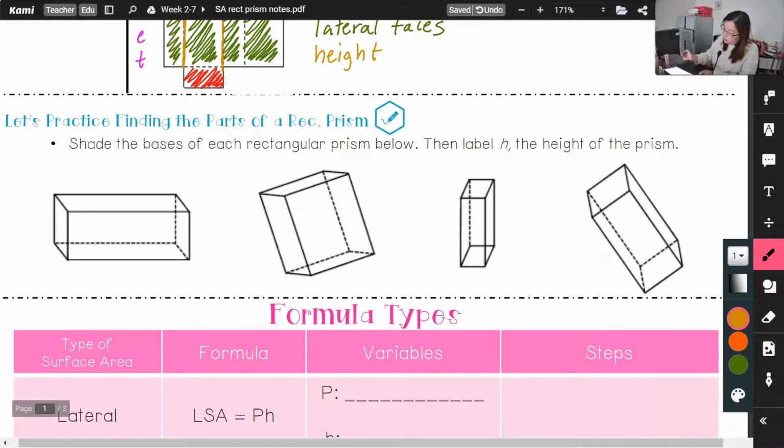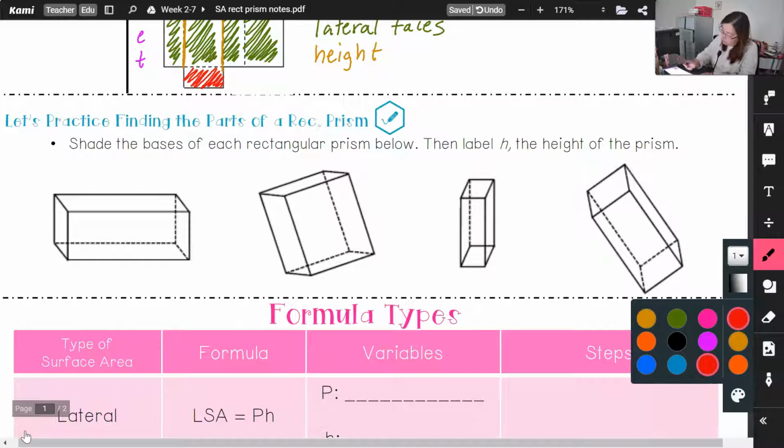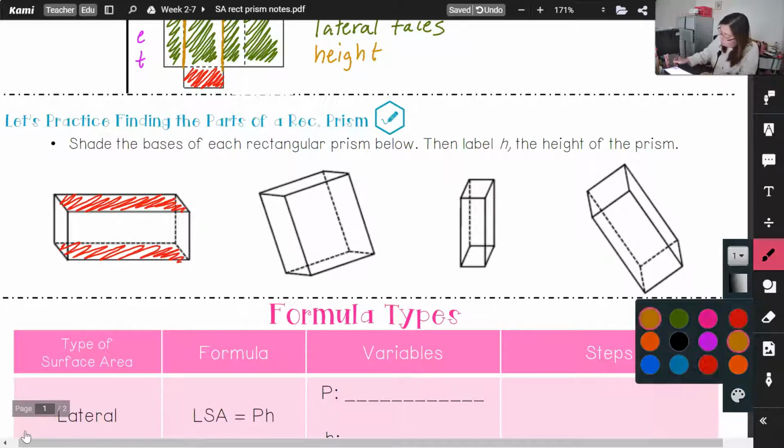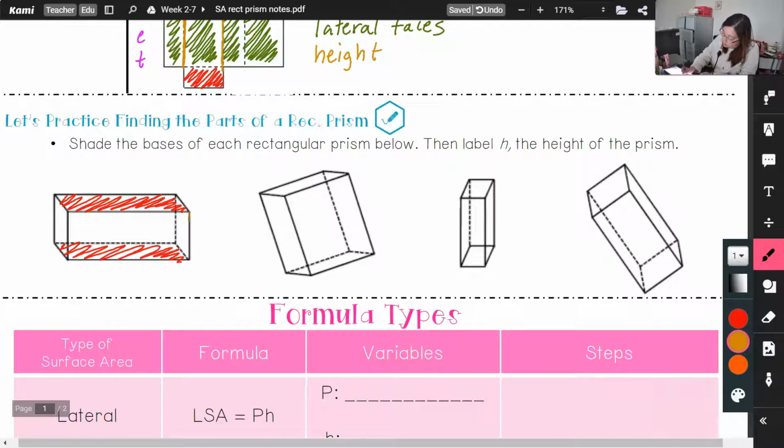Okay, so we got this. I'll do the first one with you guys. Bases are always on the top and bottom. So here's the top. Here's the bottom. So the height connects those two together. So here's the line that connects the two bases together. So that means that this line is the height.